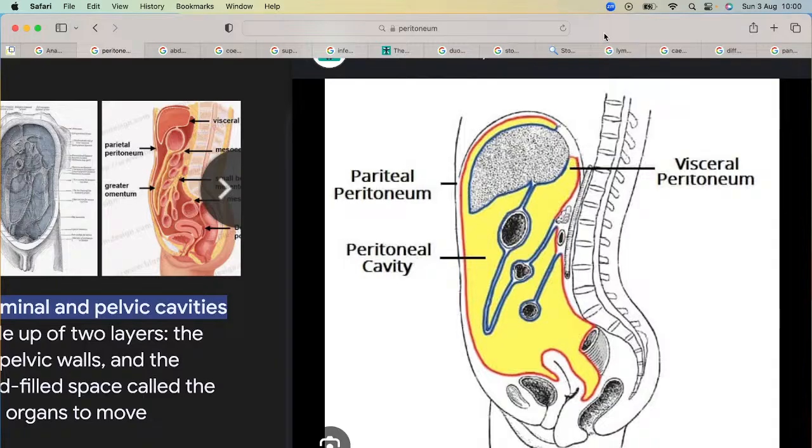So those will be the main sections that we are going to be focusing on today, and that will also include a small talk about the cecum and the appendix, and the blood supply that supplies all of these organs.